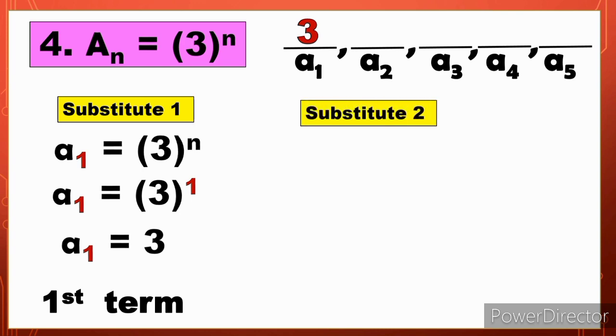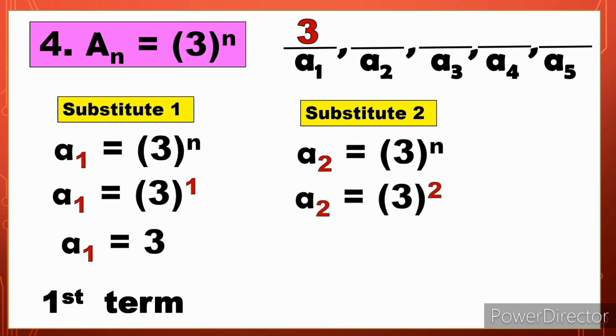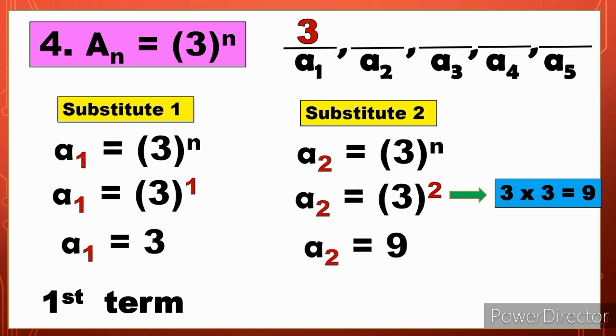Okay, to find the second term or a sub 2, isa-substitute natin ang 2. Papalitan natin yung n ng 2. So, it becomes a sub 2 equals 3 square. So, 3 square means dalawang beses nating ita-times ang 3. So, 3 times 3 equals 9. Therefore, ang a sub 2 natin ay 9. Kaya, ang second term natin or a sub 2 ay 9.